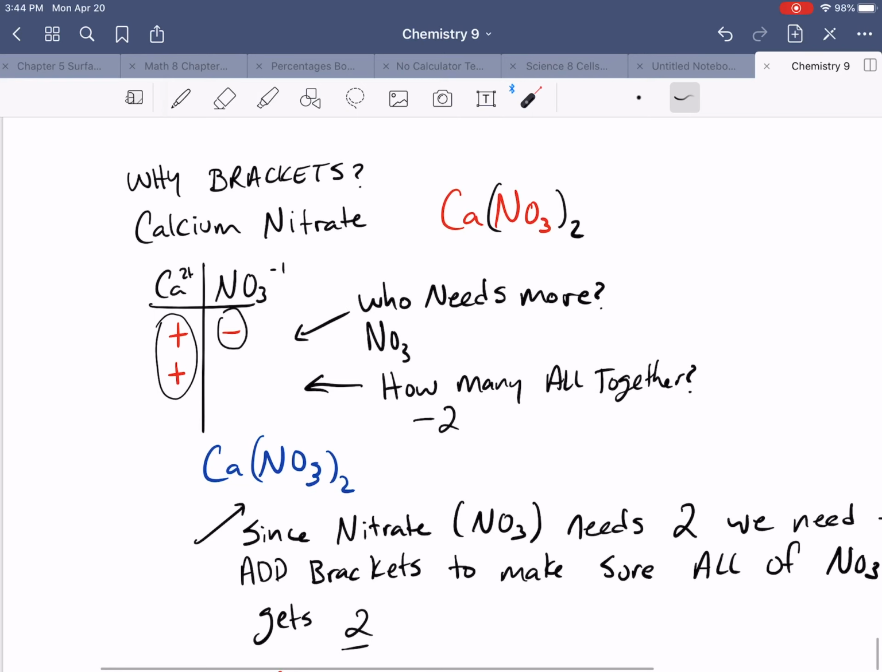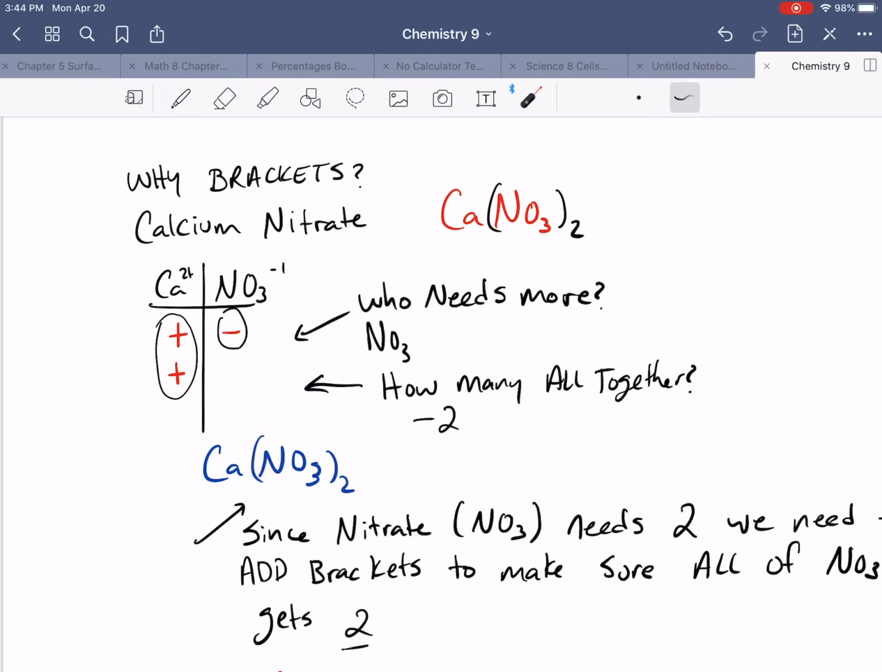So why do we use brackets? Here we go, this is why: calcium nitrate, NO3. The same thing I did here: I made my packages, I drew out my nice little diagram as I did last week, and I asked myself who needed more, and it was NO3. Nitrate needed more. How many? Well, they need 2. So that's why I put this 2 just below the brackets here. All right?